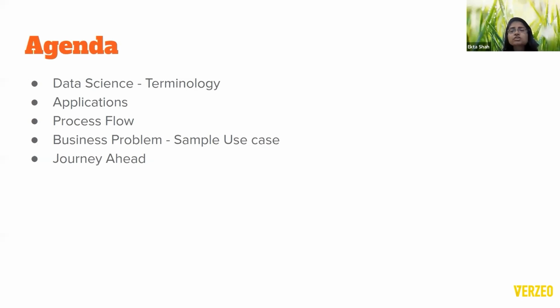Then about the process flow. There is a particular data science life cycle that is followed in the world today for any kind of problem that you're trying to solve. So that is the process flow that we'll try to cover. Next up is going to be a business problem. It's going to be a sample use case, and that will tell you about how to go about solving a particular problem. The next is the journey ahead, like what all you can do with data science, what all you as students can pursue, and what is the scope of it specifically in terms of work in India. That is what we'll talk about.